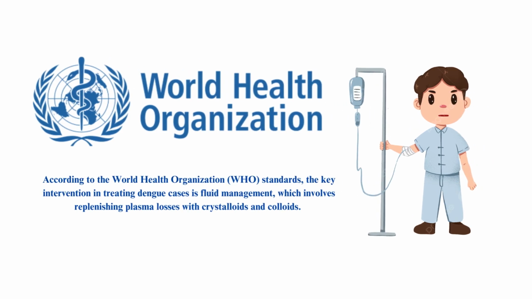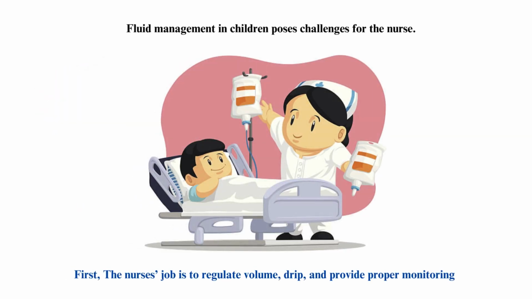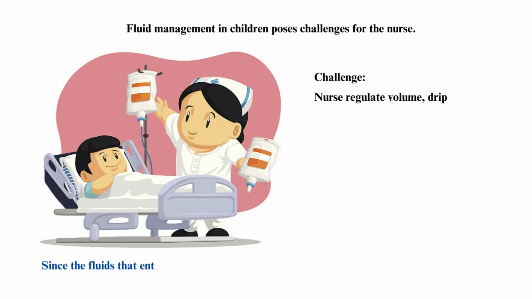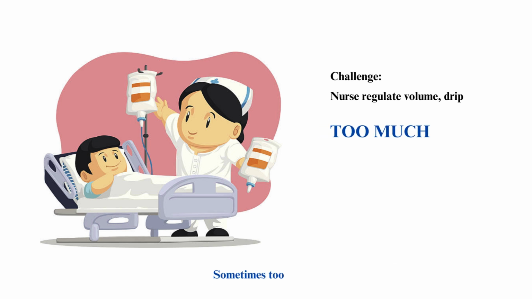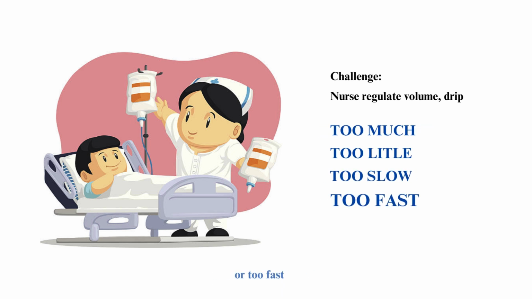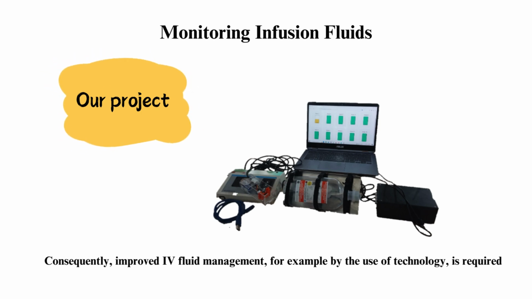According to the World Health Organization standards, the key intervention in treating dengue cases is fluid management, which involves replenishing plasma losses with crystalloids and colloids. First, the nurse's job is to regulate volume, drip, and provide proper monitoring, since the fluids that enter the bloodstream directly have the potential to induce significant and life-threatening issues if administered inappropriately, sometimes too much, too little, too slow, or too fast. Consequently, improved IV fluid management, for example by the use of technology, is required.